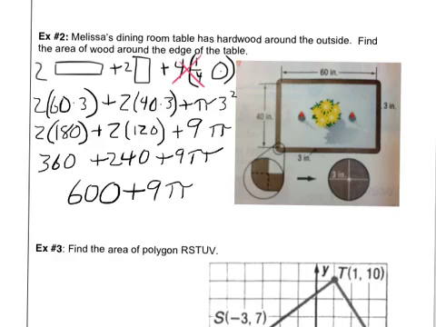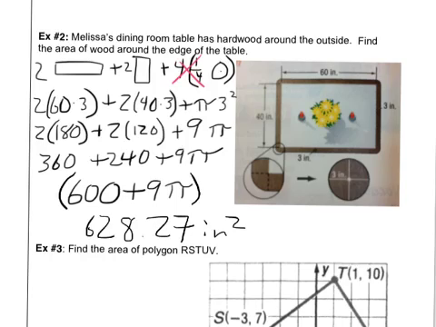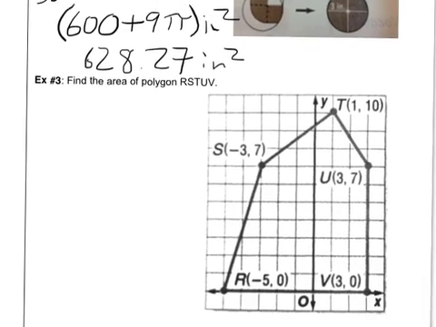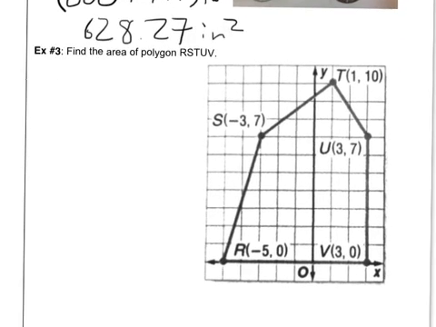But if I didn't need an exact answer and I wanted a decimal answer, I could plug that into my calculator. So go ahead and try and plug in 600 plus 9 pi, and you should get 628.27, and remember these are inches squared. And here I would have put parentheses and then said inches squared. Okay, there's your answer.